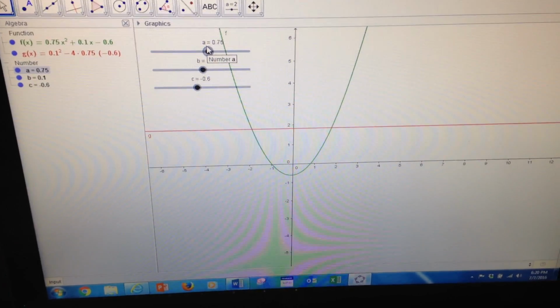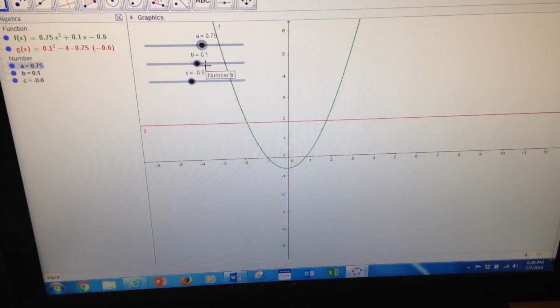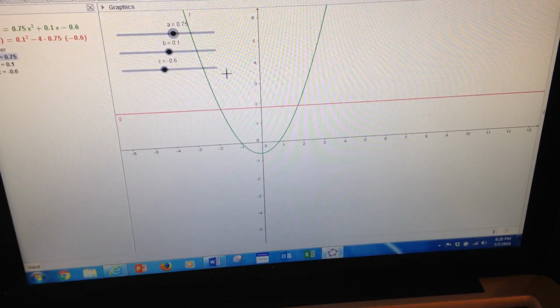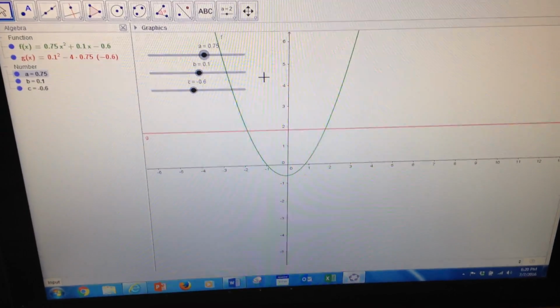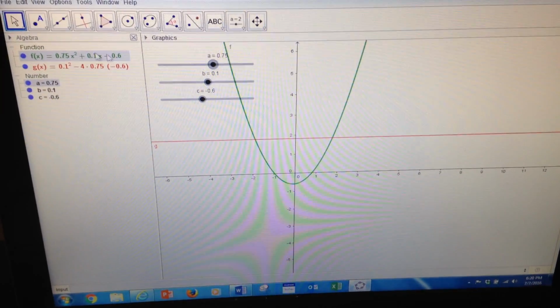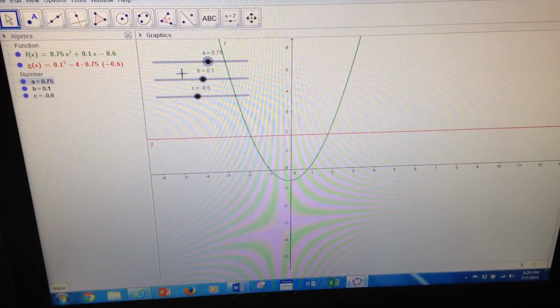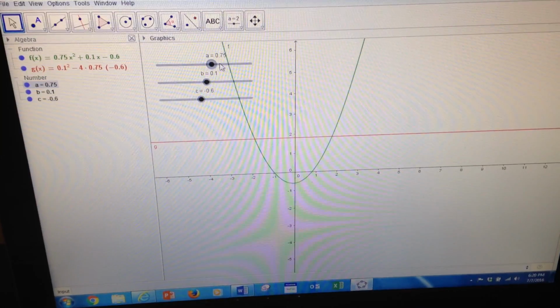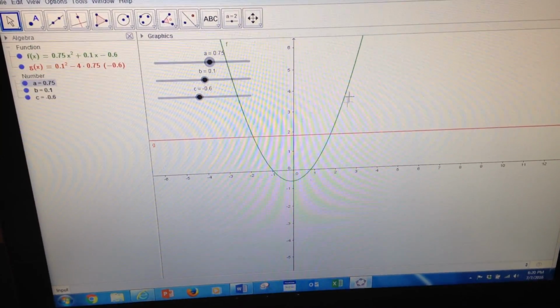I've created a parabola in GeoGebra. This is the green parabola. The formula for it is ax squared plus bx plus c equals 0. That's our functional value over here. And we have sliders for the values of a, b, and c. We're going to change these sliders and see what effect it has on our parabola.